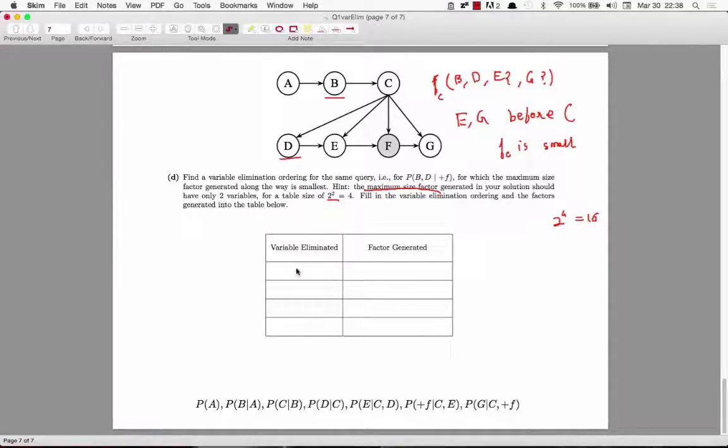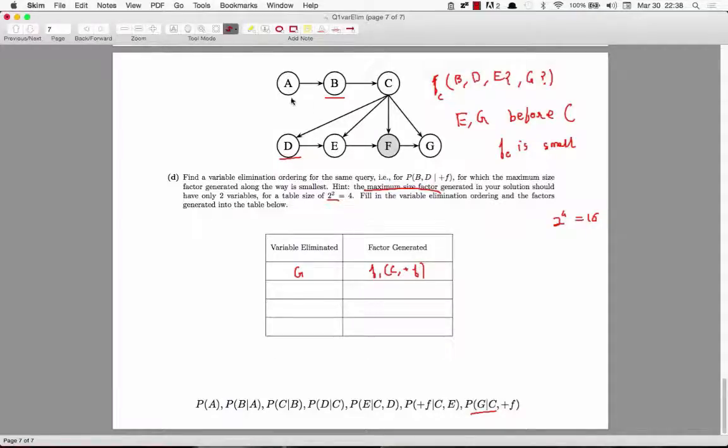let's say first we eliminate the variable, say, g. The factors that are present are written down here. So what are the factors that contain g? One is this, and I guess this is the only one. Once we eliminate g, the factor that we generate, I'll just call that f1, will be a factor of C and F.